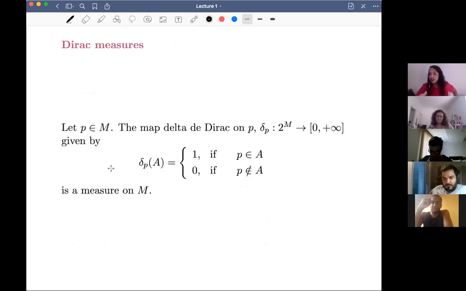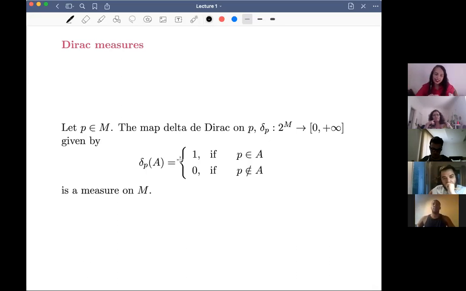There is a measure that is very simple and very useful, which is the Dirac measure. The Dirac measure is the following. We fix a point P, choose a point in your set M, and then you define delta P, which is a measure. 2 to the power M is the set of parts of M, the set of subsets of M. Then you can measure any subset of M by doing the following. You give 1 if the set contains the point that we fixed, and you give 0 if the set does not contain it. So this is a measure, and it's actually a probability measure, and the value is only 1 or 0.